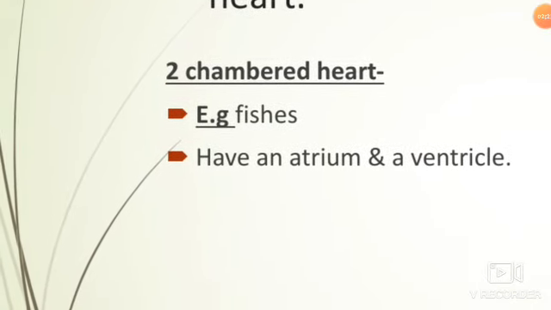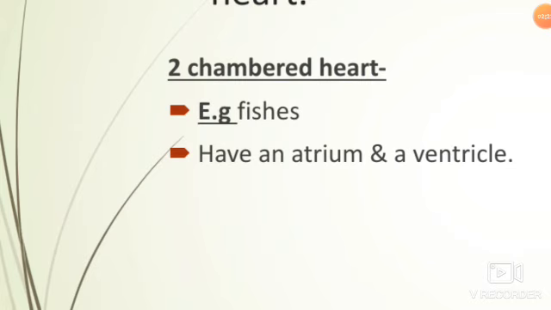It is found in fishes and has an atrium and a ventricle. The first chamber, where impure blood of the whole body is collected, is called atrium or auricle. The second chamber, by which blood is pumped out towards the gills, is called ventricle. Two special chambers are also found attached to this type of heart. First is sinus venosus and second is conus or bulbus arteriosus.